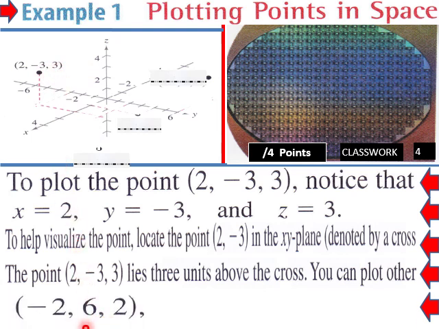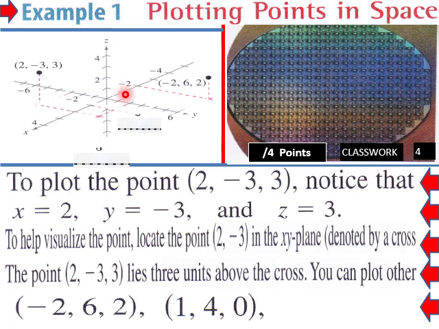You can plot the others. So -2, 6, and 2. Let's see, -2, 6, so we go -2 under x, and then 6 under y, and then 2. That'd be up here, right? So that'd be our positive direction there. So -2, 6, and 2 would be out here, and then 2 up like that. And then 1, 4, and 0. So our positive here would be 1, 4.